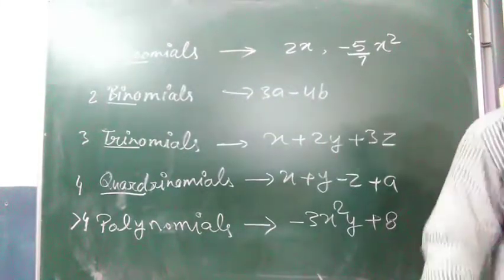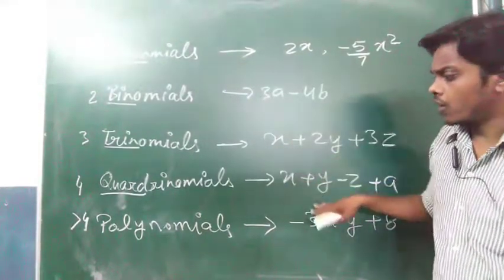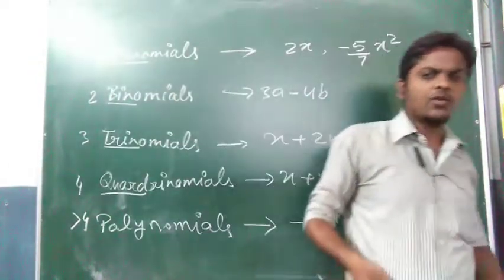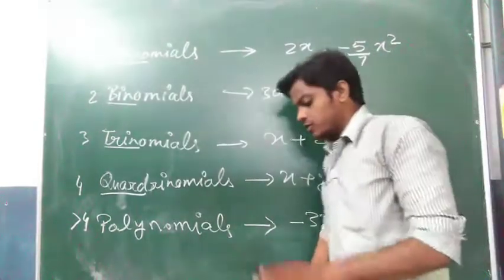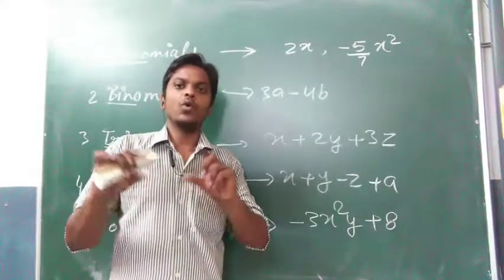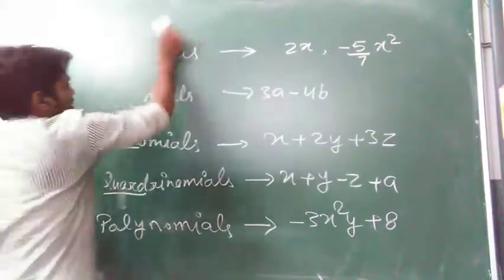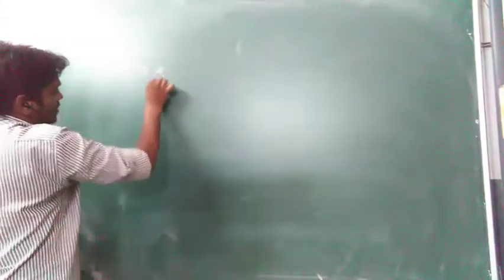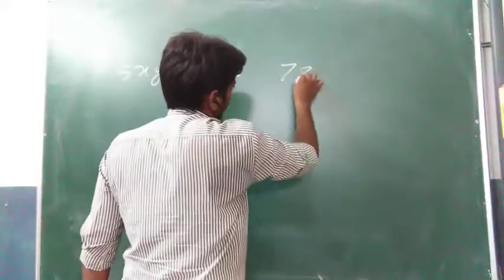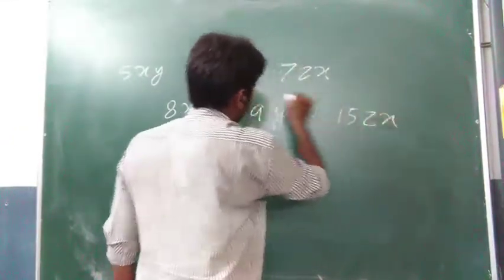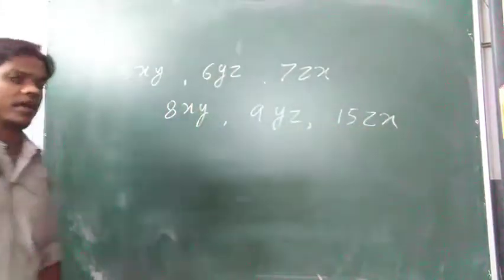So let's see. On the basis of this monomial, binomial, trinomial, quadrinomial and polynomial, we will see like and unlike terms. As we have already discussed, we have some idea of what like and unlike terms are, as we discussed in fractions. We know what are the like fractions, we know what are the unlike fractions. So see what are the like terms and unlike terms. We have 5xy, 6yz, 7zx, 8xy, 9yz and 15zx. These are some terms which are given here. Now we have to find out the like terms.